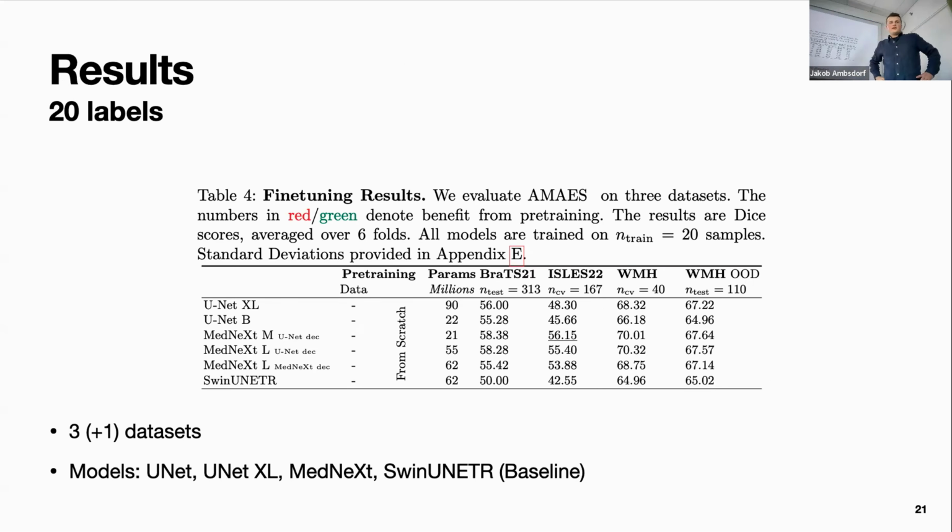Yeah, let's look at some results. So I think it's not so interesting to talk about the raw numbers that much, but just so I can go through what we did. These are all from-scratch trained models, so without the pre-training. And what we tried was three datasets. BraTS21 is a tumor segmentation dataset. Then ISLES22 is stroke lesions. And WMH is white matter hyperintensities. And we did cross-validation on WMH and using the test set.